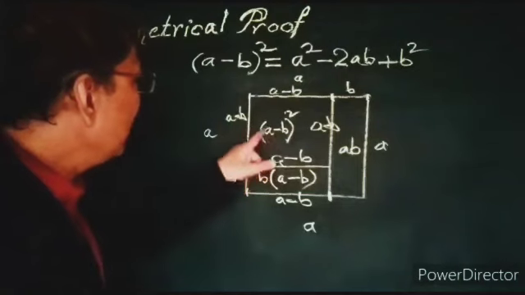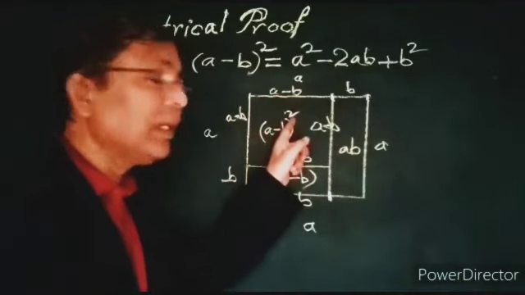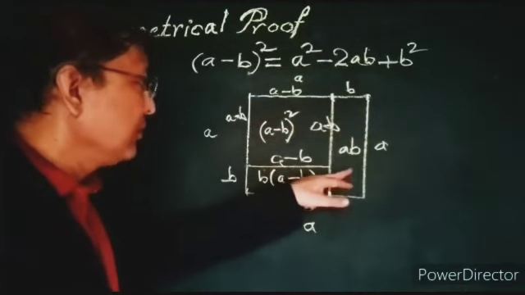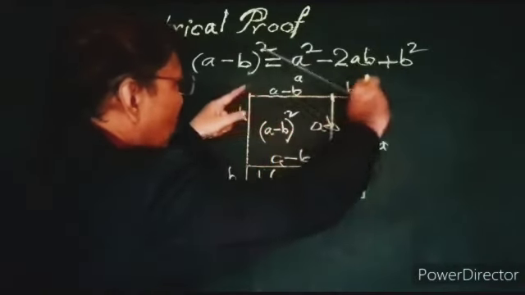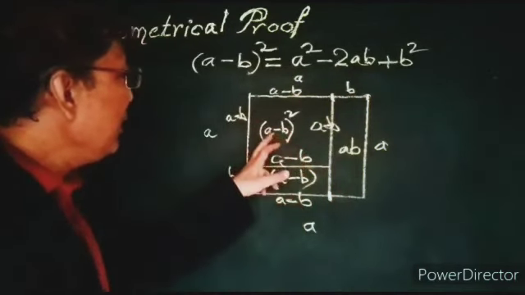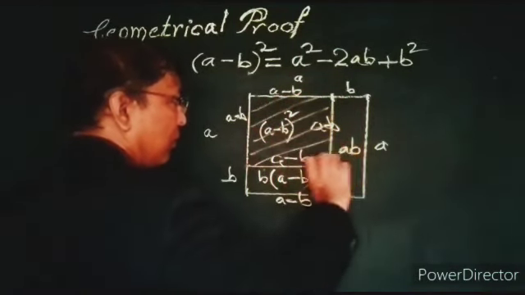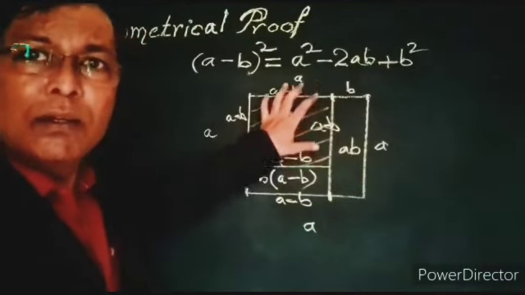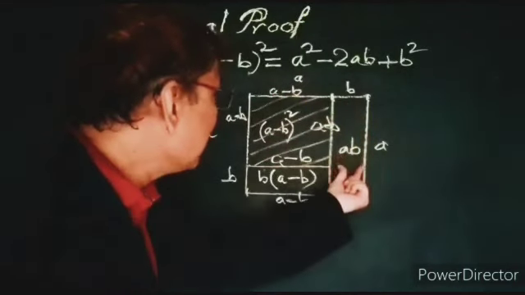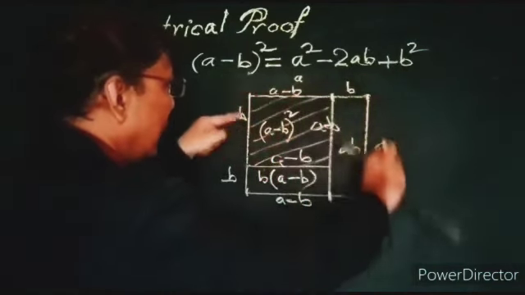We want the area of this square. We want (a minus b) whole square. How can we get the area of (a minus b) whole square? When we subtract these two areas from the area of this big square. I repeat, we want the area of (a minus b) whole square, means we want this area. We get this area when we subtract the area of this rectangle and the area of this rectangle from the total square.